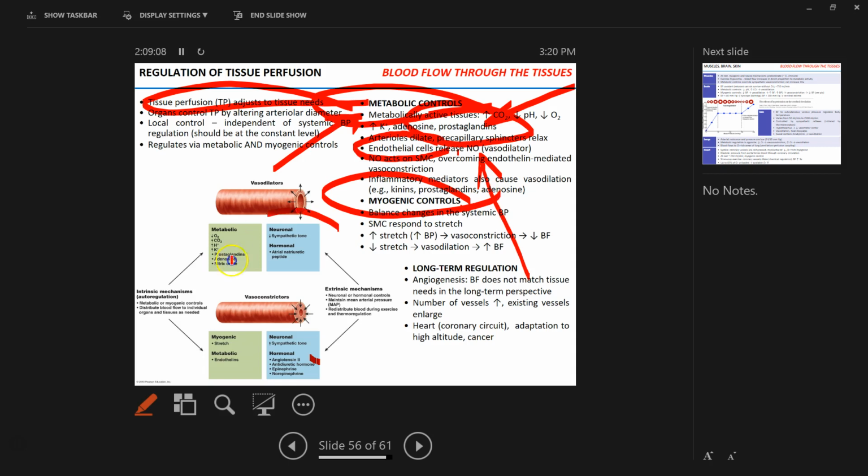We talked about neuronal and hormonal regulation. Just want to remind you that atrial natriuretic peptide is a vasodilator. Epinephrine, norepinephrine, angiotensin, and ADH are vasoconstrictors. Okay. Long-term regulation. Angiogenesis.